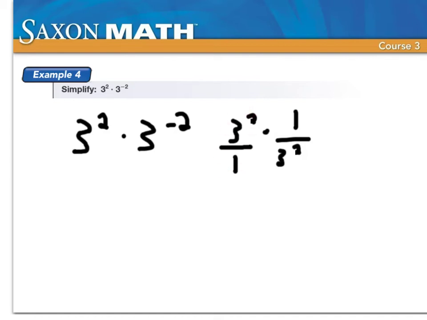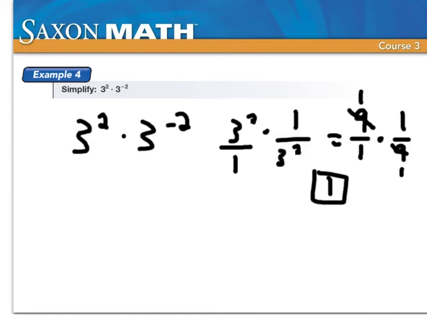Okay, so 3 squared over 1 is the same as 3 squared. 1 over 3 squared is the same as 3 to the negative second. We can multiply this like fractions, where I get 3 squared times 1 on top. Well, let's go ahead and change this. 3 squared is 9 over 1, and we're multiplying that by 1 over 3 squared, which is 9. So 9 over 1 times 1 over 9, those cancel, and leaves me with just 1 over 1, or 1.